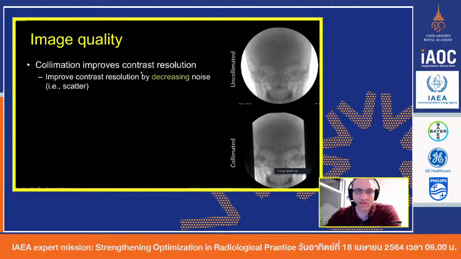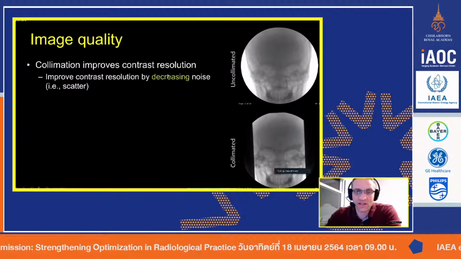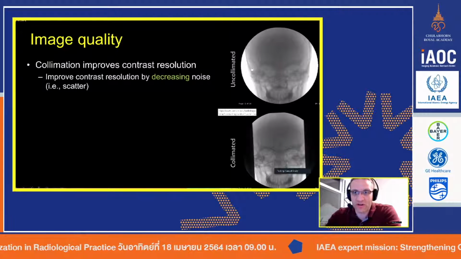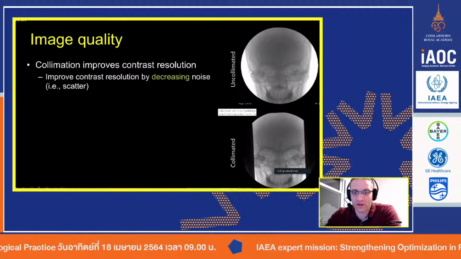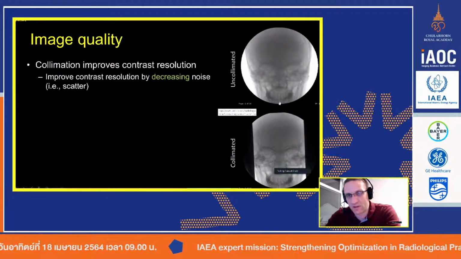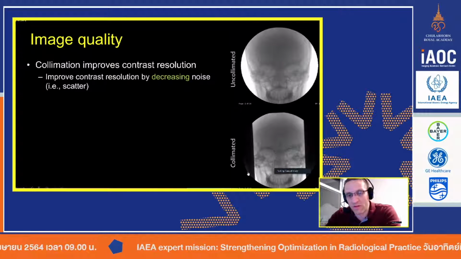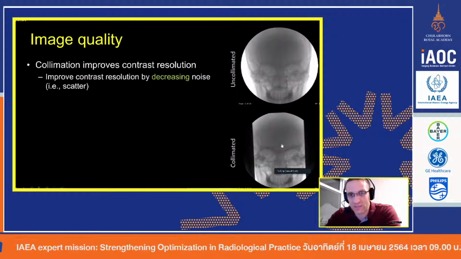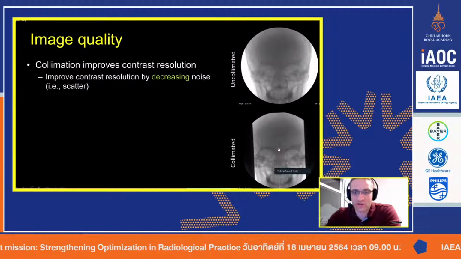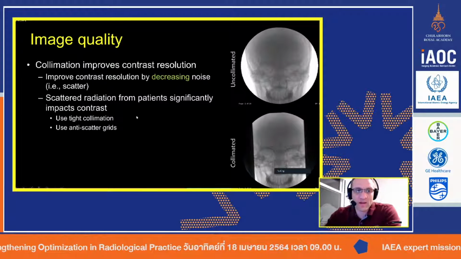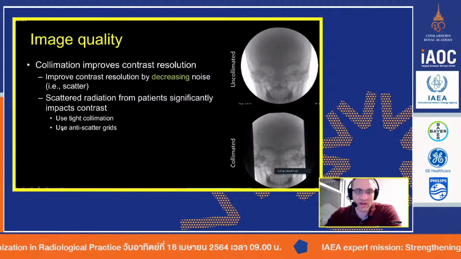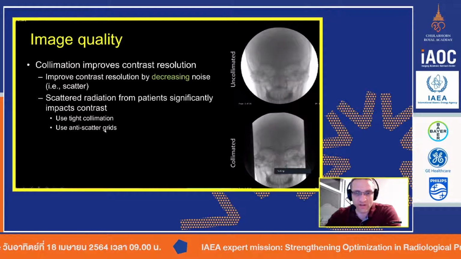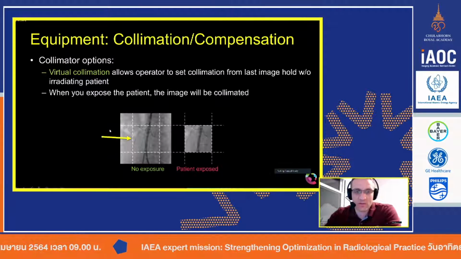It improves contrast resolution by, one, decreasing the amount of noise. You get much more scatter from these parts of the body that are being irradiated as they scatter into the main field of view. You remove the amount of scatter that you would have had from this part of the body, and you just get a better contrast to noise resolution. So that's using tight collimation. The other way to remove the noise is using anti-scatter grids. We'll talk about that in a moment though.